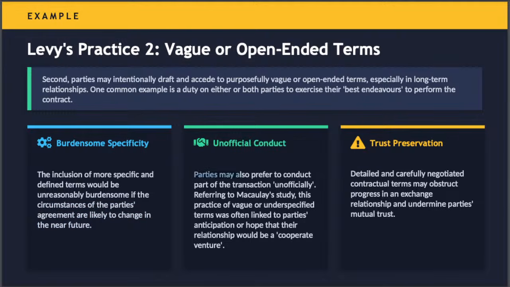There's unofficial conduct. The parties may also prefer to conduct part of the transaction unofficially. Smart contracts wouldn't like that. Practice of vague or underspecified terms was often linked to the parties' anticipation or hope that their relationship would be a cooperative venture. And then trust preservation. Detailed and carefully negotiated contractual terms may obstruct progress in an exchange relationship and undermine parties' mutual trust. So interesting how this flexibility is part of trust and unofficial conduct and burdensome specificity.